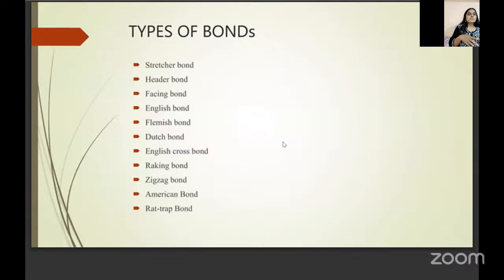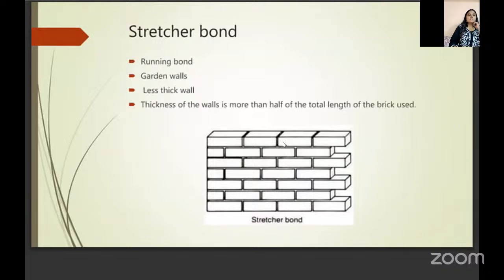There's a stretcher bond, there's a header bond, facing bond, English and Flemish bond, which I told you are the most common ones, Dutch bond, zigzag bond, rat trap bond, etc. This is a stretcher bond where you just face all the stretchers in the front. This type of bond is used to make walls which are either garden walls, which are just boundary walls. Whenever you want to make a less thick wall, which is not load bearing and which is not that strong, it is like a common wall.